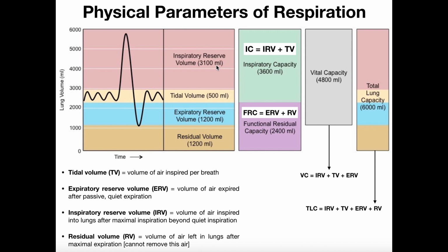When you're actually given problems, you'll be given these numbers, and they can differ quite a bit. Depending on the person's respiratory health, these numbers can vary greatly. So first, let's look at TV, which is tidal volume. This is the volume of air inspired per breath.